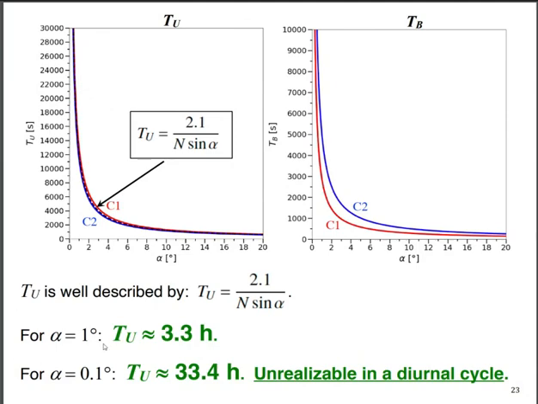Okay, so for that 1 degree slope angle, it takes about 3.3 hours for the wind to attain a steady state, or to first hit the steady state at the level of the wind maximum. For a much smaller angle of 0.1, you get 33.4 hours. There's no way you're going to be able to fit that into a diurnal cycle if it's 33.4 hours.